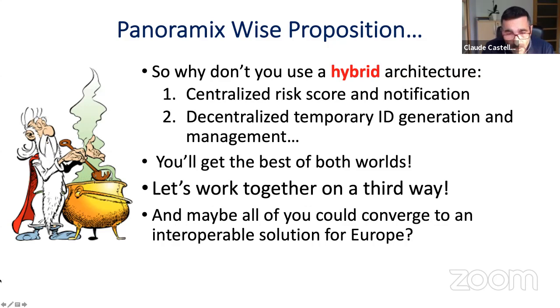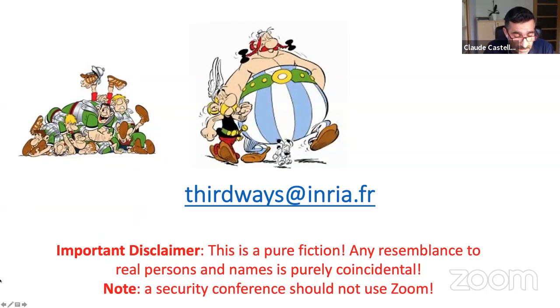And this is what we are proposing with the new proposal, which is called Desire. And maybe if we take this new architecture, which is hybrid between centralized and decentralized, we might converge to an interoperable solution for Europe, which is something very important, right? There is a big need to have solutions that are interoperable. So at the end, Asterix and Obelix agree, and they went back to work on this new proposal Desire.